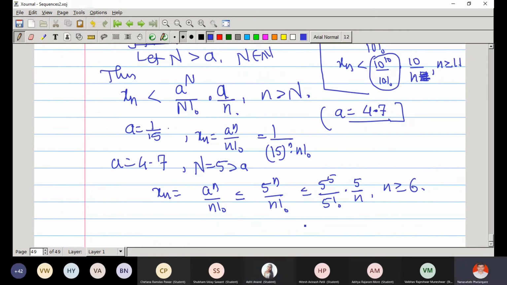Now is it clear? No doubt. And therefore, whatever I have written in this red box, this red box is important. For any a, this is a general way. Whatever positive a you select, there is a natural number, and you choose a natural number greater than a. From that you can understand something.